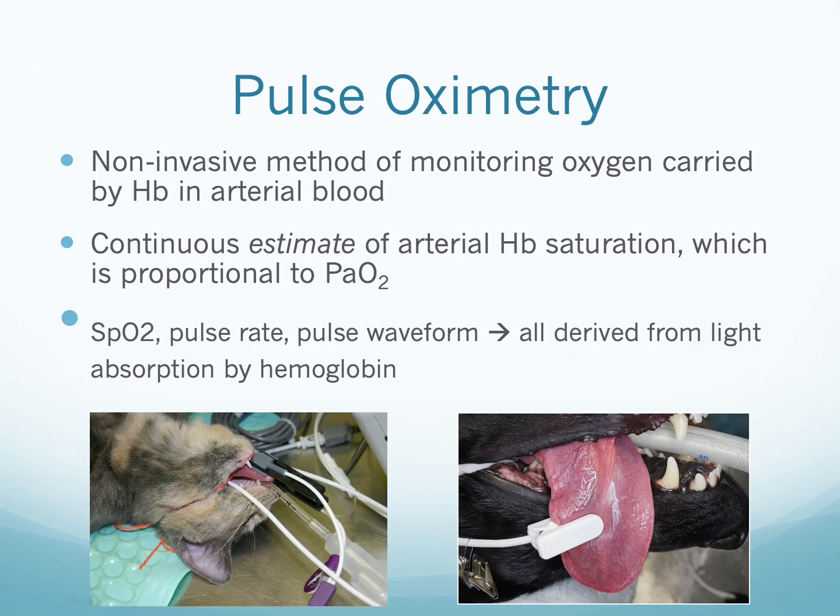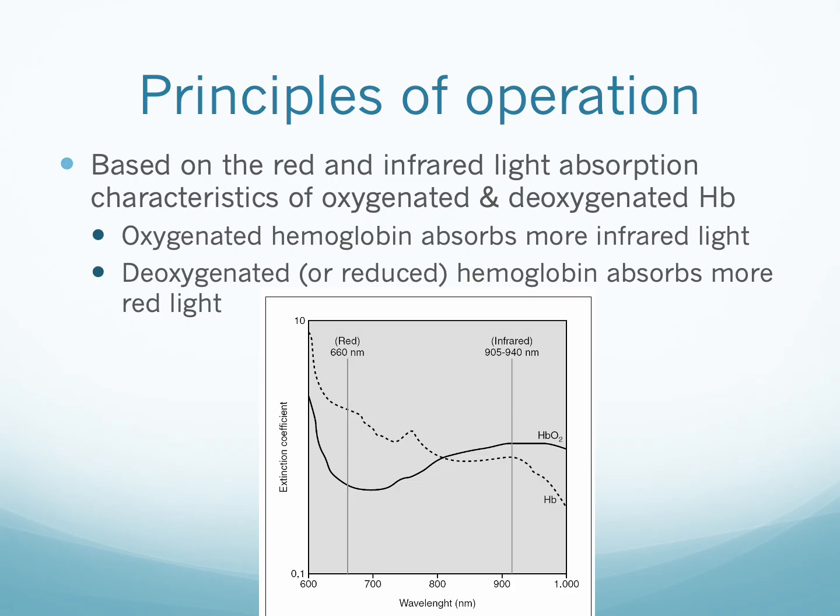Pulse oximetry is a non-invasive method for monitoring the oxygen carried by hemoglobin in the arterial blood. It is an estimate of arterial hemoglobin saturation, which then is proportional to the arterial oxygen. And again, this will go back to our oxyhemoglobin dissociation curve. The SpO2, pulse rate, and pulse waveform can all be given by the pulse oximeter. And this is derived from light absorption by hemoglobin. What do I mean by that?